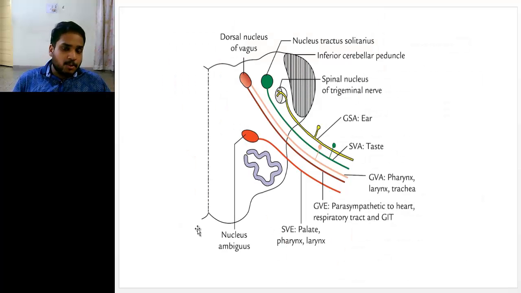Now about the vagus nerve. Vagus nerve is the 10th cranial nerve. It is the longest cranial nerve. So it has got a motor supply. It supplies all the muscles of the pharynx, larynx and soft palate except the stylopharyngeus muscle, that is being supplied by the glossopharyngeal nerve, right. So except the stylopharyngeus as well as the tensor veli palati, all the muscles of the soft palate, pharynx and larynx are supplied by the vagus nerve. The motor supply is through the vagus nerve, right.